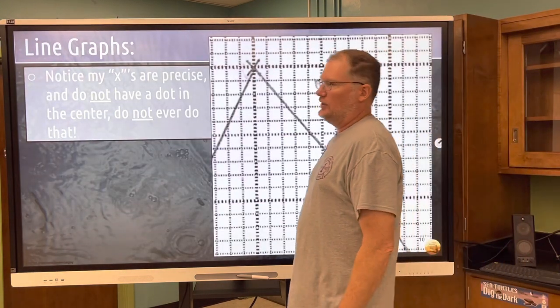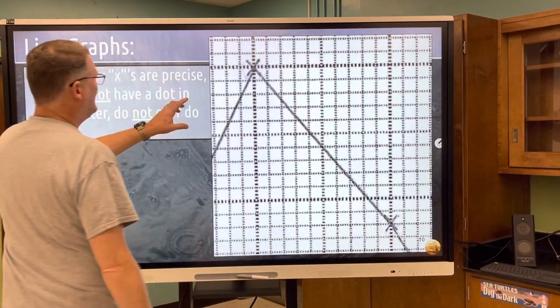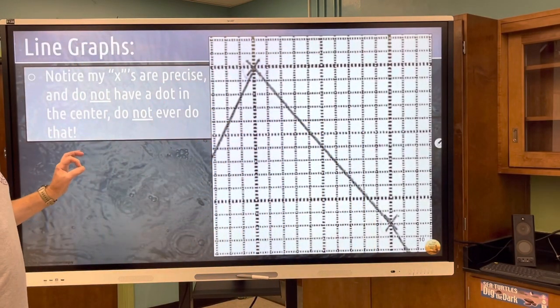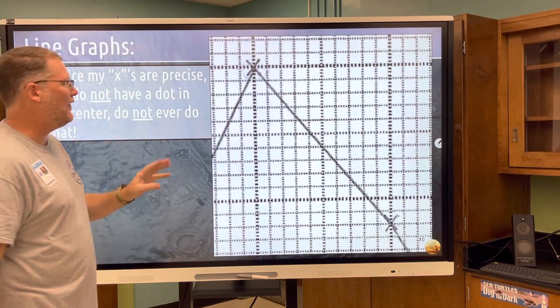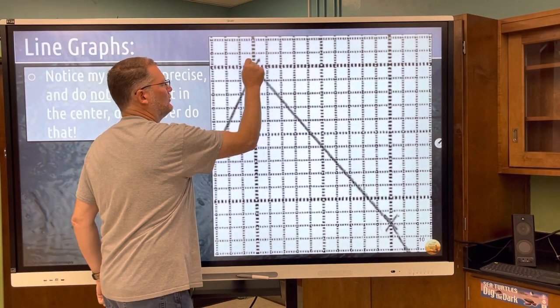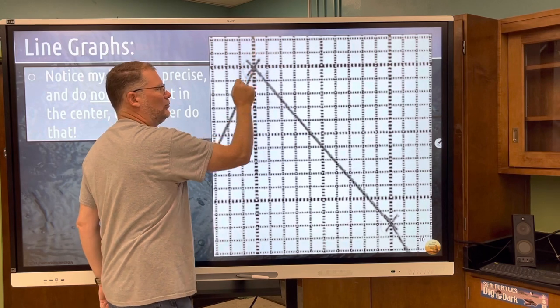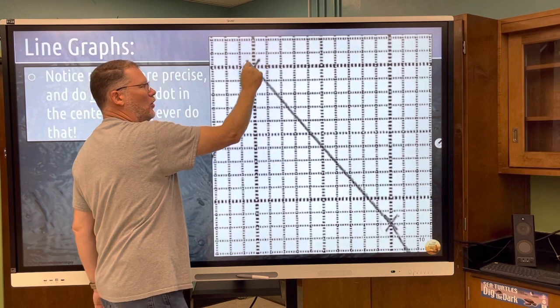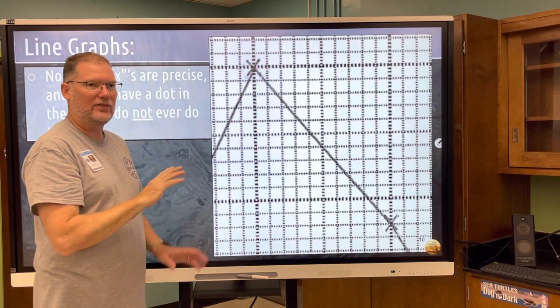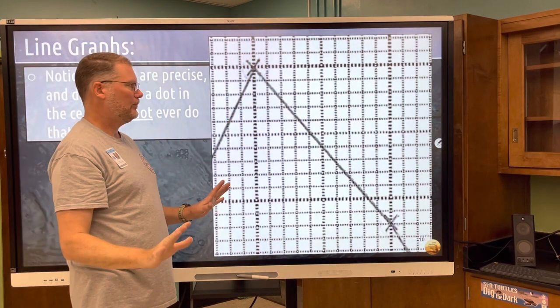So, line graphs, again, continued. Notice that these X's are precise. They do not have a dot in the center. Don't ever put a dot in the center. So you don't dot and then put an X over it. You just put an X, a very small X, over the data point. And that's all you do.